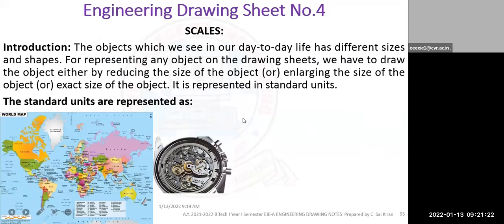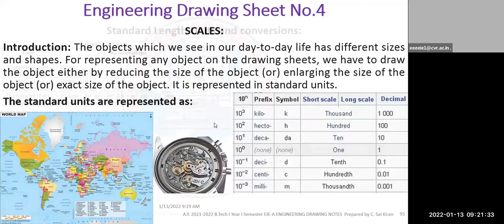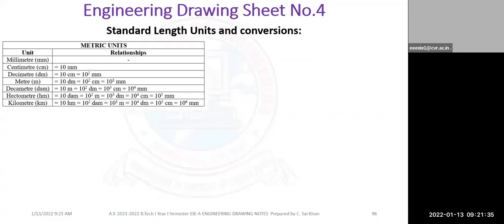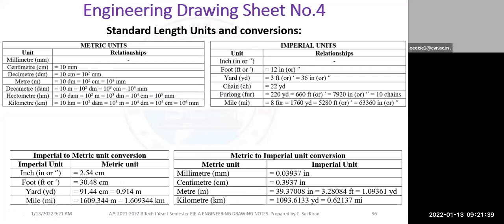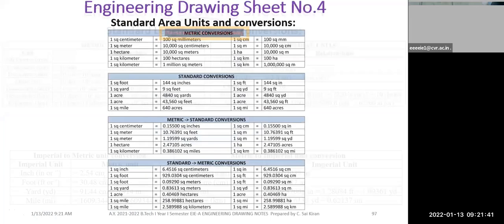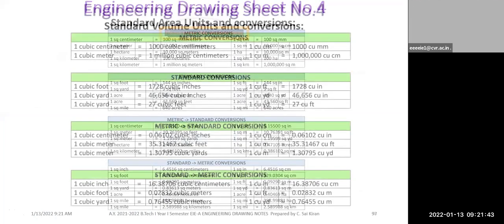Any doubts in the previous class on conic sections: ellipse, parabola, hyperbola, or scales? What we learned: metric units, imperial units. Okay, so I hope no doubts. I will be starting.